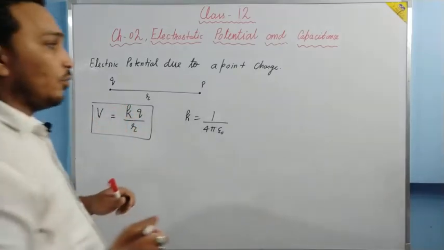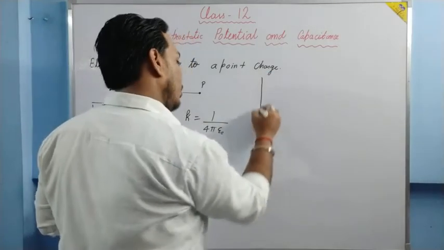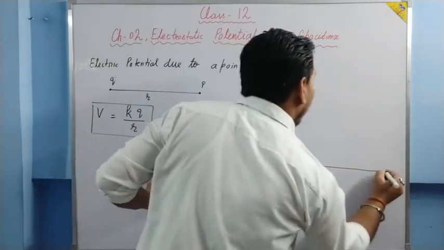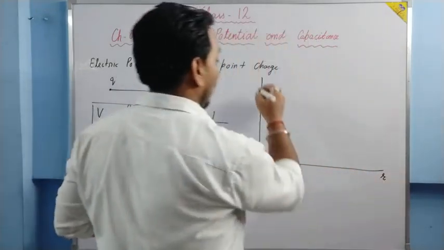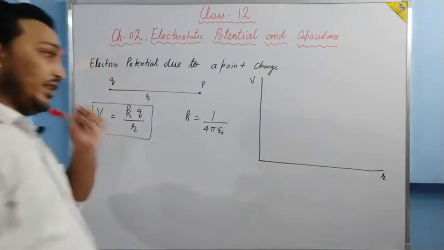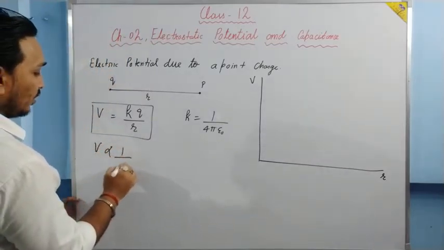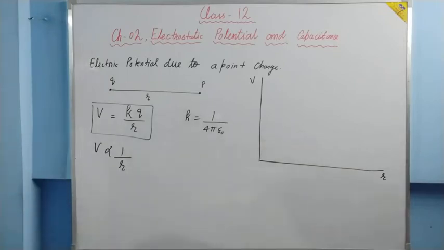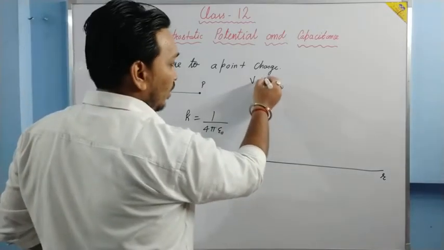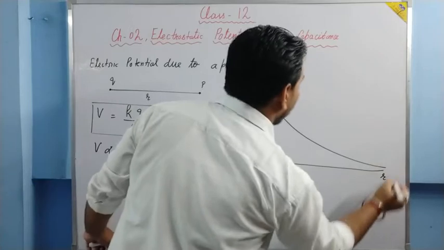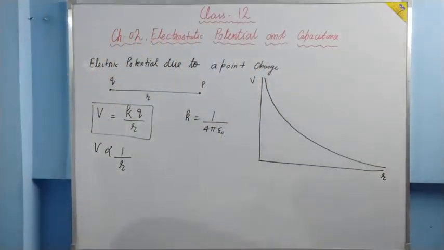From here, if we plot a graph to show the variation of potential due to a point charge, then obviously we can see that V is inversely proportional to r. The graph will go like this. It is inversely proportional to r.